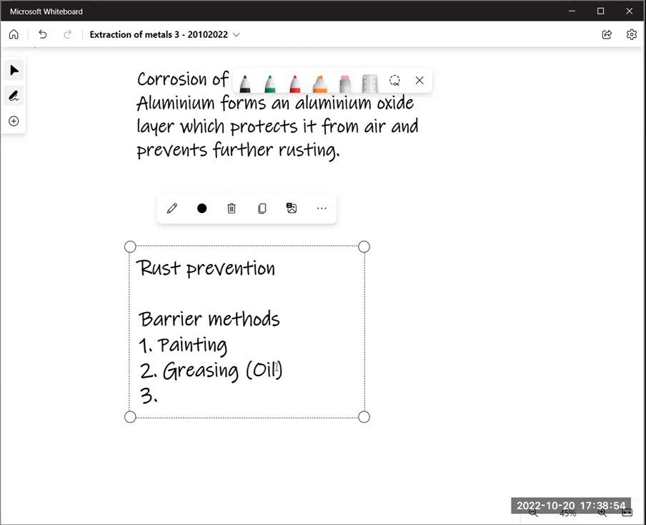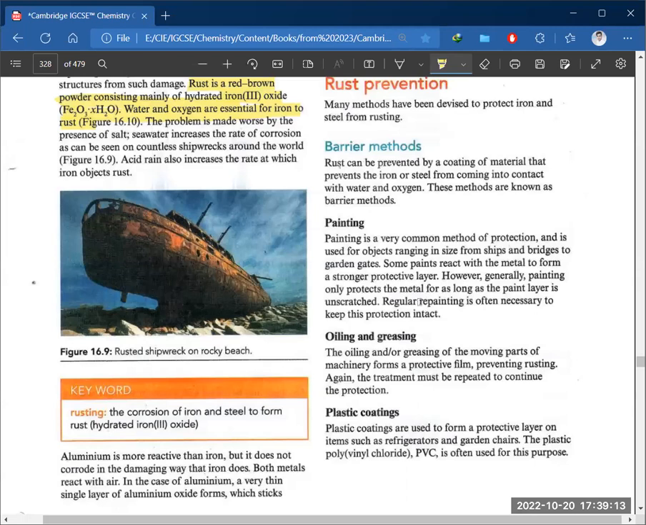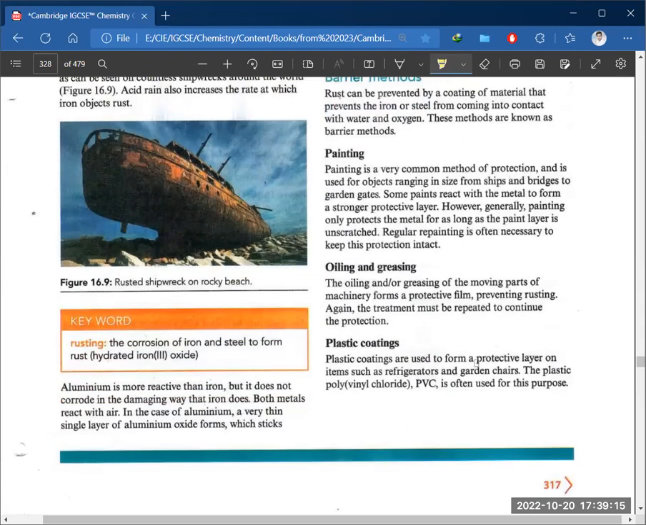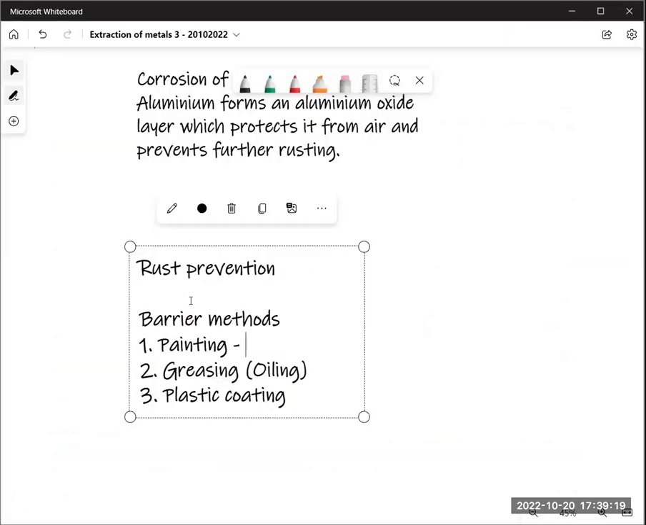That's why. Now, greasing is basically oiling. So, last thing is plastic coating. Now, write all of these: painting, greasing, and plastic coating. Just a second. Is there anything important here? No. Okay. In painting, write. Just a second.